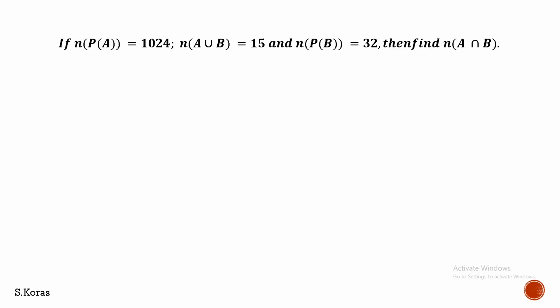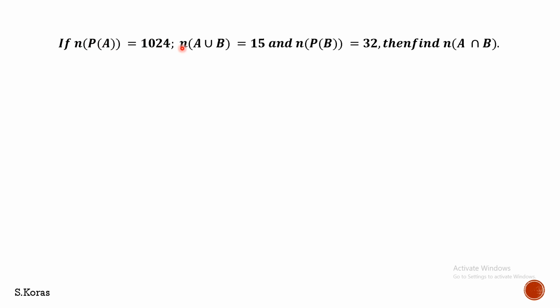The problem states like this. If n of P of A is equal to 1024, and if n of A union B is equal to 15, n of P of B is equal to 32, find n of A intersection B. Okay, whatever it may be, the clue deals with the power set. But the question is not with the power set. So let us do one thing. Let us try to come out of this power set.